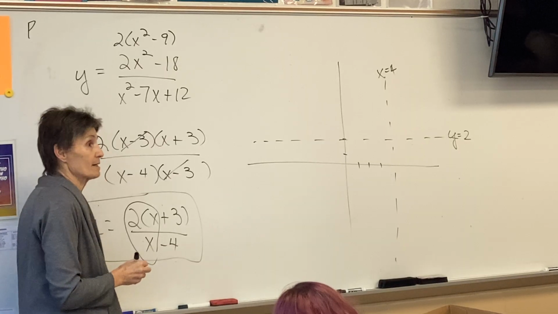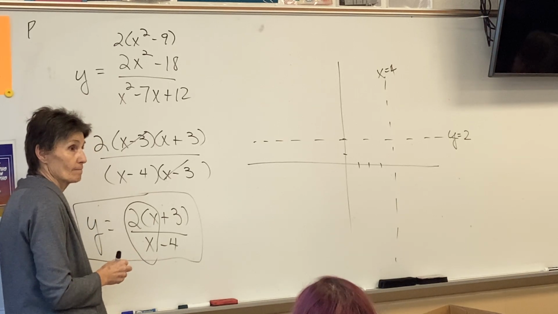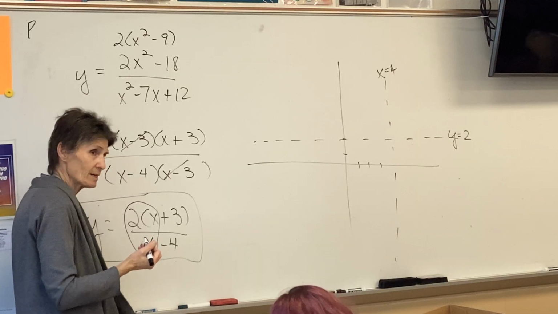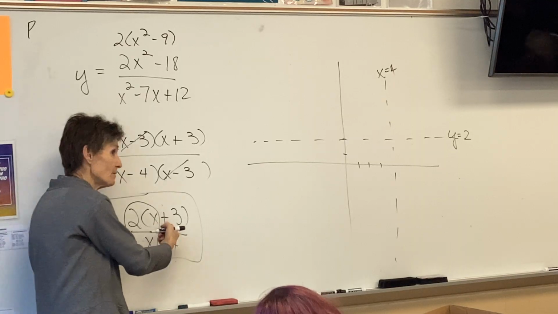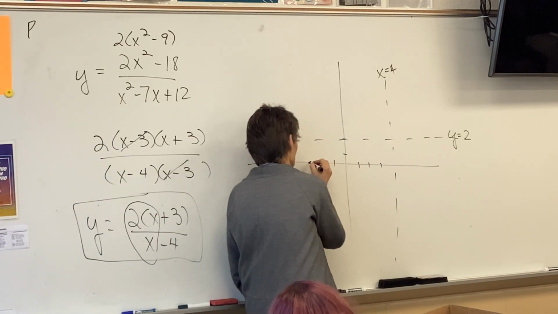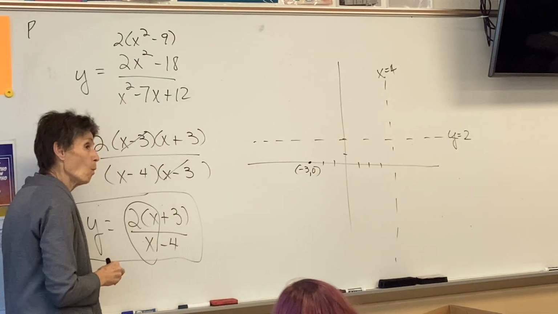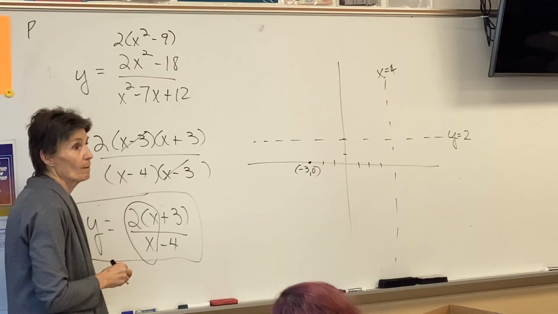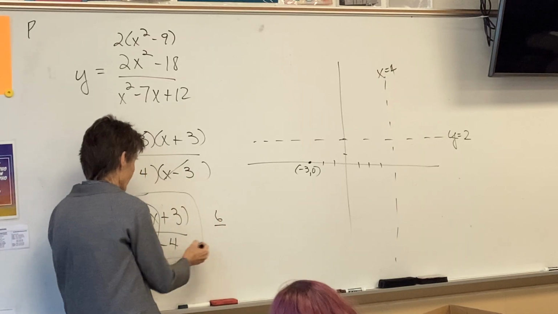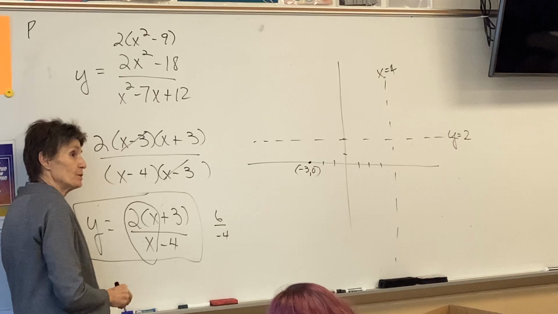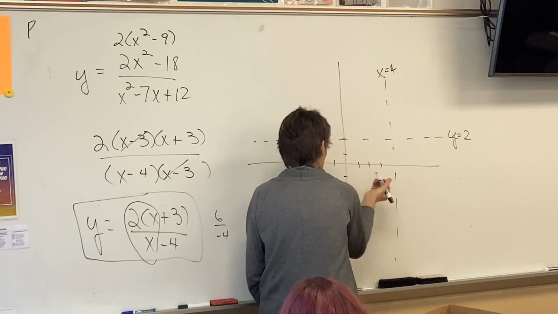So what is my x-intercept? Where does it come from? X-intercept comes from the numerator. What is it? Negative 3 comma 0. How about my y-intercept? Where does it come from? Put in zeros, so I would get 6 over negative 4, which is going to reduce to 3 over negative 2, or negative 1.5.